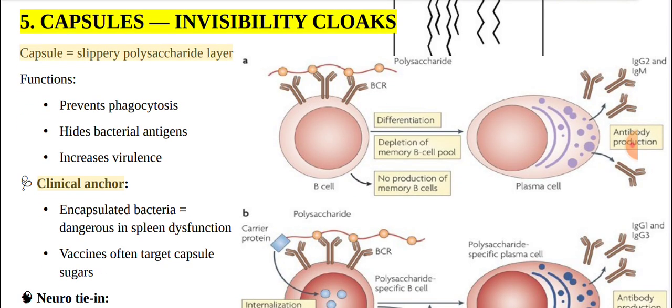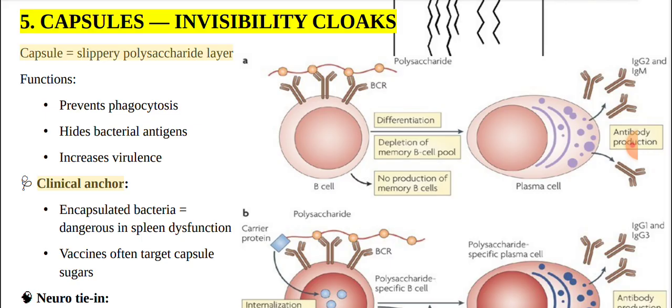Okay, we've covered the walls and the toxins. Now let's talk about stealth. The notes describe an invisibility cloak. The capsule. This sounds like sci-fi, but it's just biology. What is a capsule? It's exactly what it sounds like. Some bacteria, like Streptococcus pneumoniae, secrete a thick, slimy, sugary goo that coats their entire outer surface. It covers the cell wall, the membrane, everything.